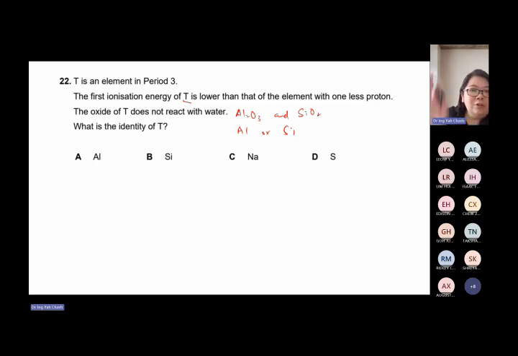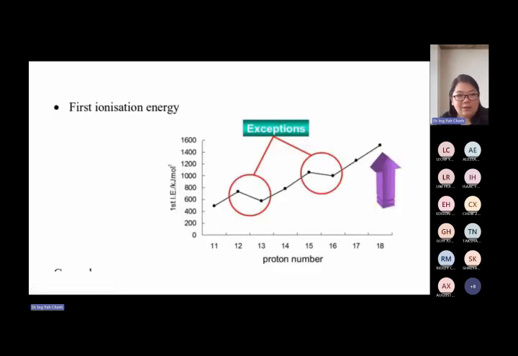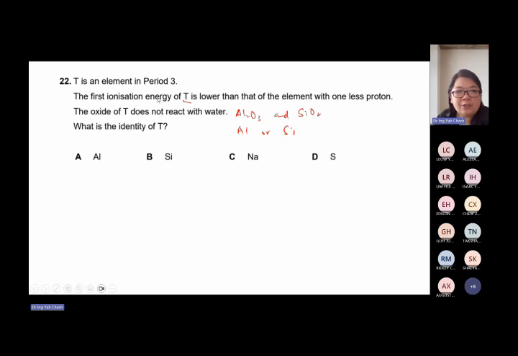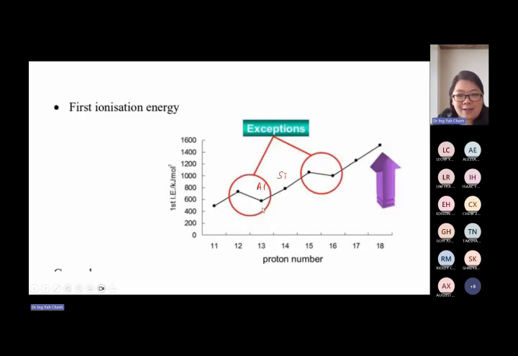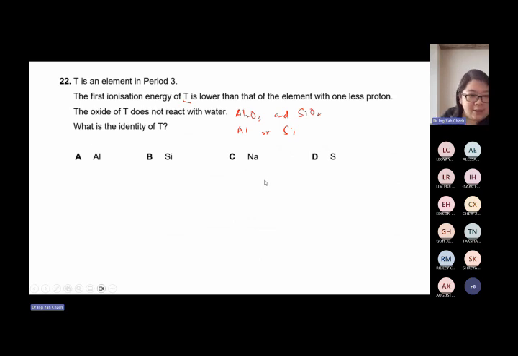You actually have to look at the first ionization energy. I copied this from the notes. 13 will be aluminium, 14 is silicon. The first clue given to us is the first ionization energy of T is lower than that of the element with one less proton. So the first ionization energy is lower than the element on the left. For aluminium, yes, that statement is correct. For silicon, it is higher than the element with one proton less, right? So the answer is A.